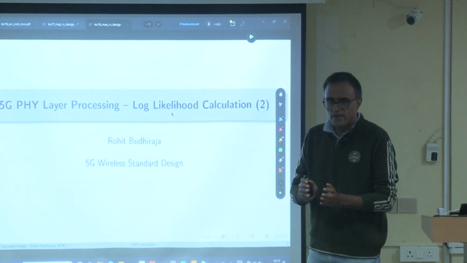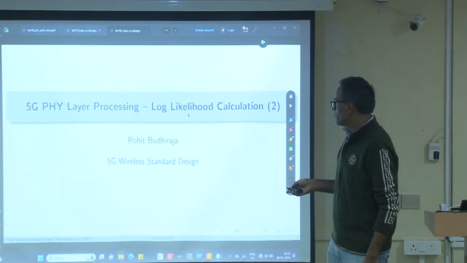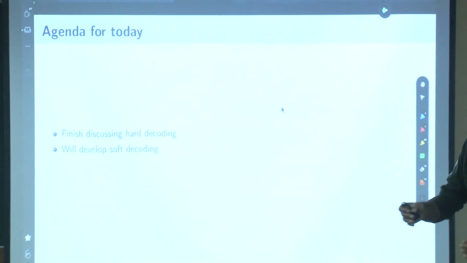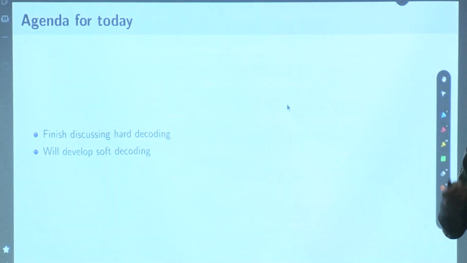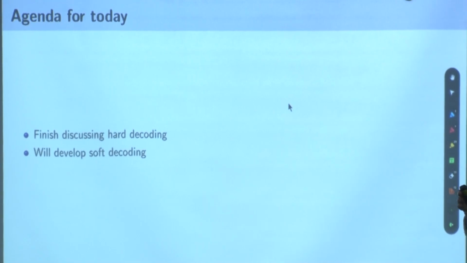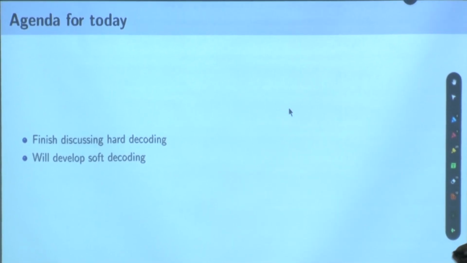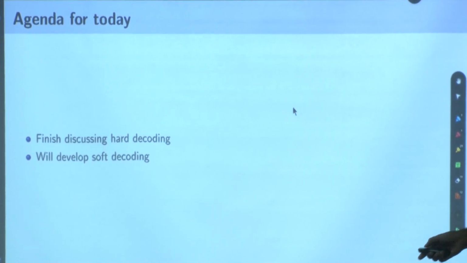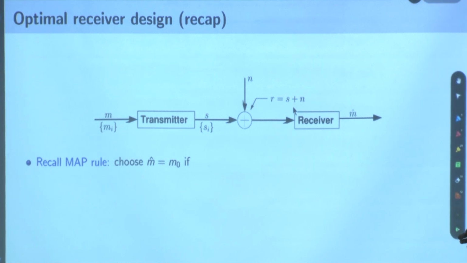Okay, welcome back to the class. We have been discussing hard decoding, how hard decoding actually reduces to the nearest distance likelihood rule. I will also use this framework to develop soft decoding. Before we wrap this up, a quick recap of what we have done till now.